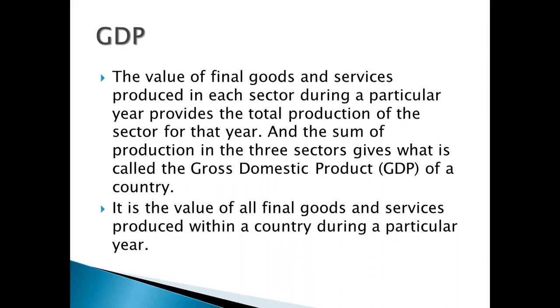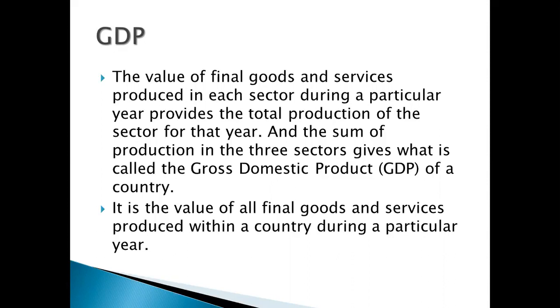First, GDP. The value of final goods and services produced in each sector during a particular year provides the total production of the sector for that year. And when we add these sectors' values, then we will get the gross domestic product, that is GDP.